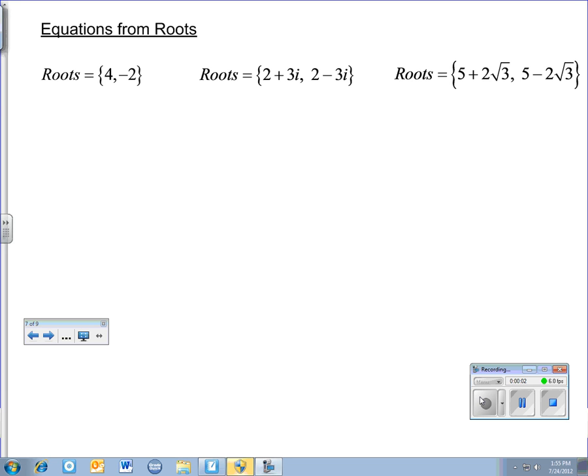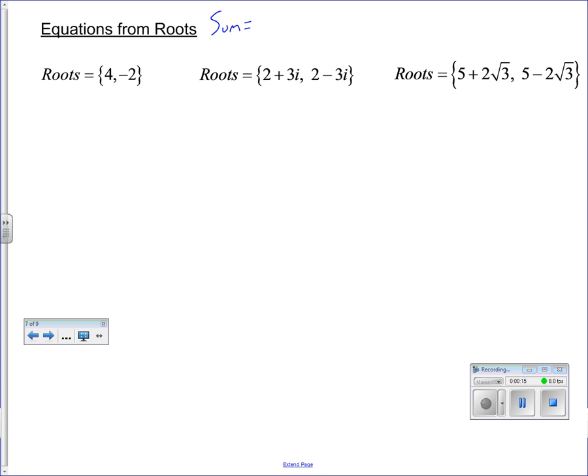Find the equation of a quadratic if you are given the roots. What you want to use is the sum and the product formulas that were mentioned in the video right before this: the sum of the roots you get from the formula negative b over a, and the product of the roots is from c over a. So if I find the sum and the product, I could find a, b, and c and write my quadratic from there.